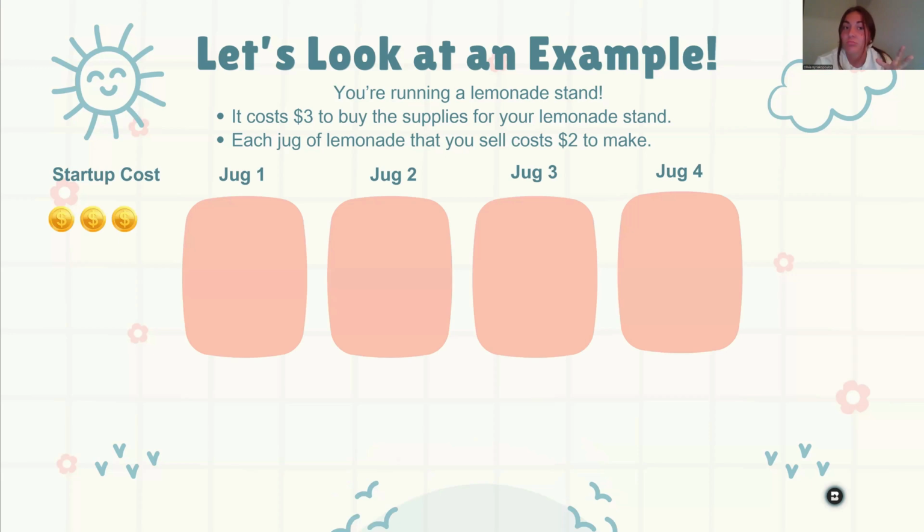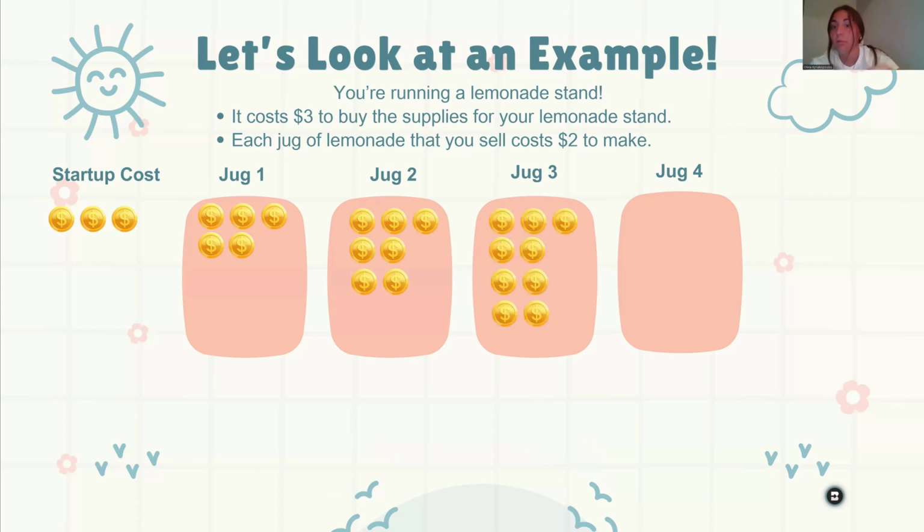So our startup cost, like we said, it's $3. So your tablecloth, your cups, whatever, $3. For every jug that you sell, it's $2. If you don't sell any, your cost is $3. If you sell one, your cost is now $5. If you sell two, your cost is $7, $9, $11. We see that it's increasing by $2 each time.